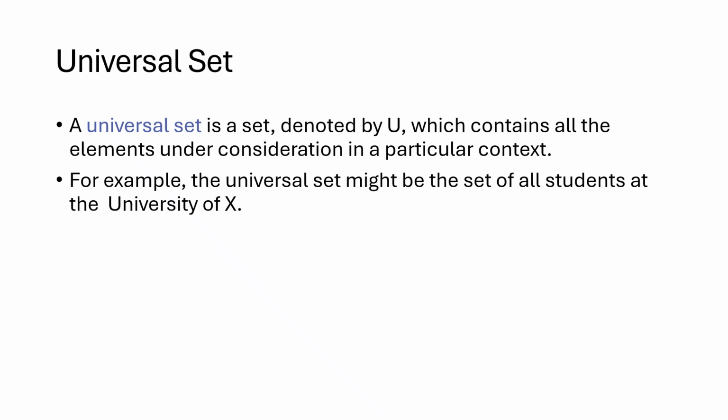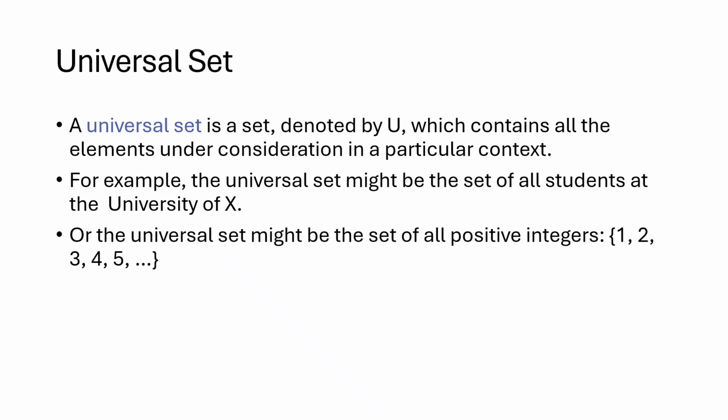For example, if you're talking about the students at the University of X, then the set of all students in that university can be the universal set. Or if you are talking about positive integers, then the universal set could be 1, 2, 3, 4, 5, and so on. So you see that depending on the context, your universal set can be different.